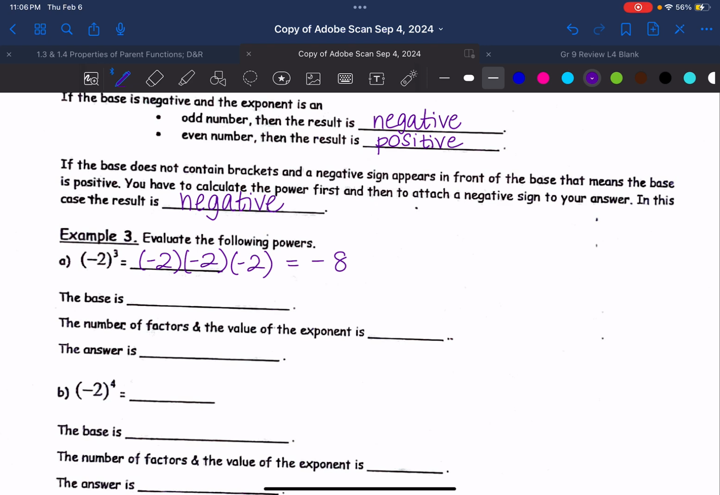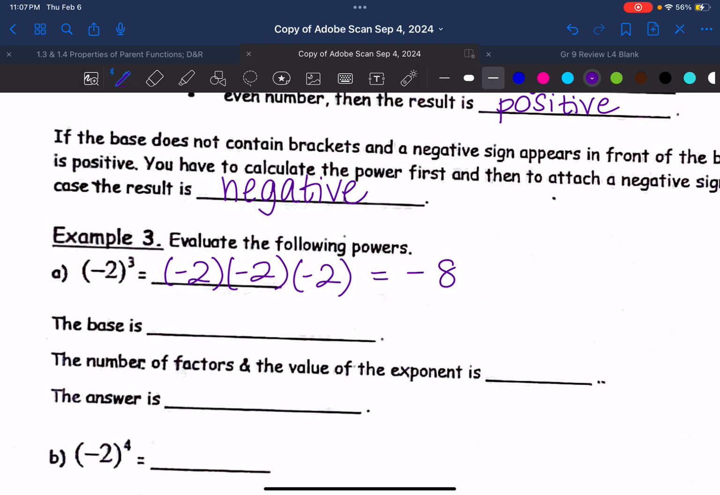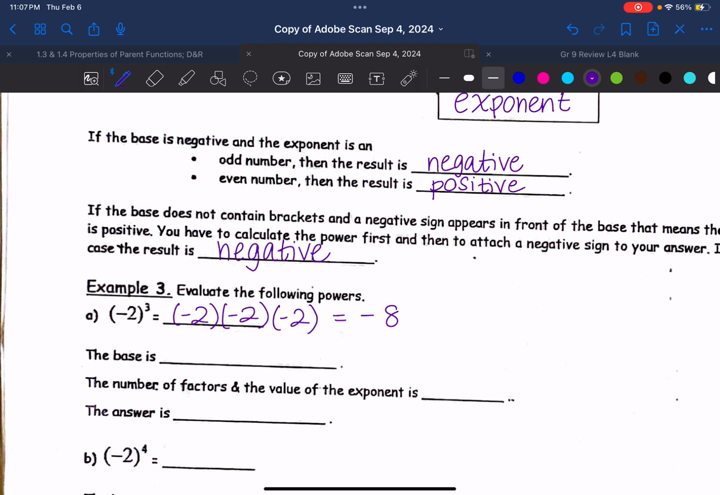And why is it negative? Well, I've got a negative times a negative, which makes a positive, but this third negative means positive times a negative, which will overall give me a negative sign. Also, according to our rules up above, if we've got a negative base and an odd exponent, then we should end up with a negative result, which does check out.